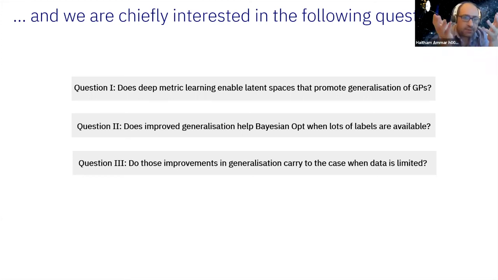And then if that happens, does that improve BO when we have a lot of data? So when we have a lot of labels, does that improve BO? And if it does, then what about when we cut the labels? Do we still get any improvements?